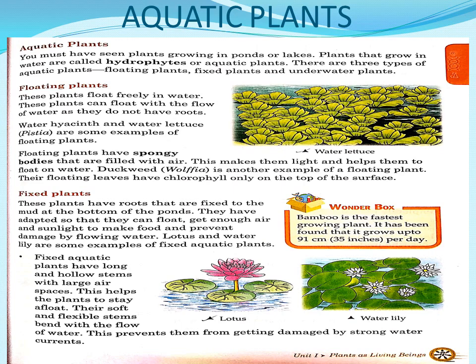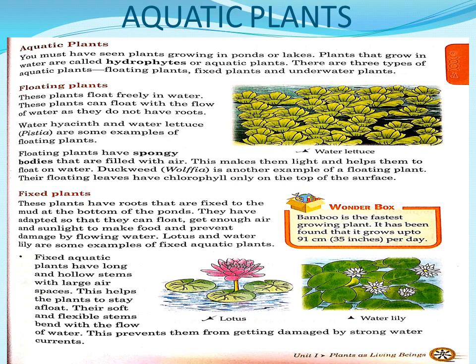Now, like other plants, fixed aquatic plants have some specific characteristics for adaptation. I hope all of you remember, when we discussed the terrestrial plants, there were some characteristics we discussed, right, which help the plants to adapt to the environment where they are living. In the same way, aquatic plants also have some adaptation features. Fixed aquatic plants have long and hollow stems with large air spaces. This helps them to stay afloat, to stay floating on the water.